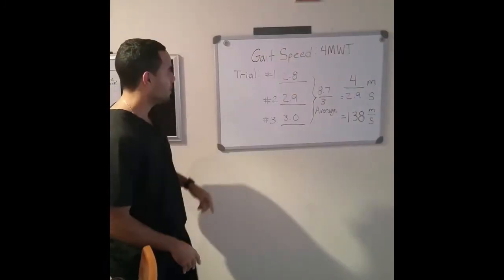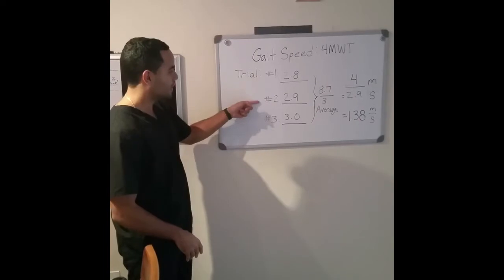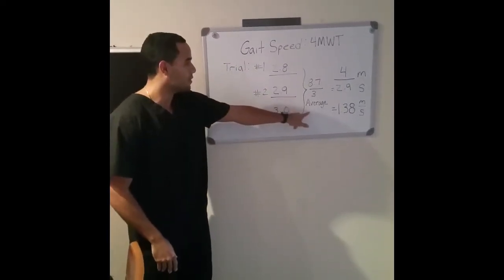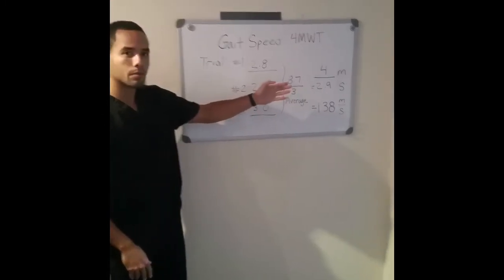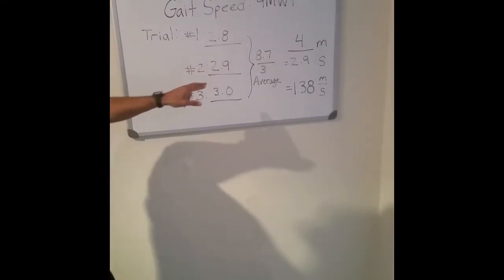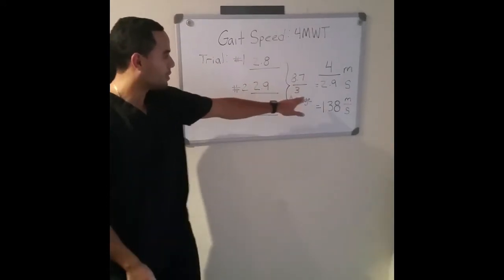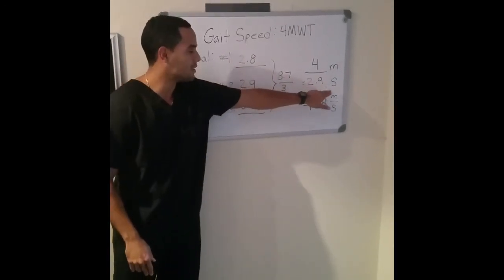In order to get the most accurate interpretation of the test, you will perform 3 separate trials, and the calculations will be as so. 3 trials in the gait speed. We have the first one, the second, and the third. We need to take the average. So I've done the work prior to this so you can see everything in detail. The average was 8.7 divided by 3, which was 2.9 seconds.